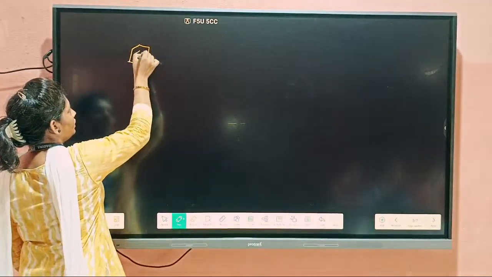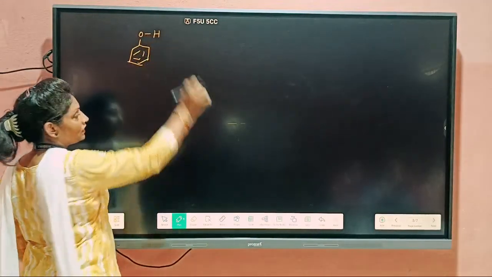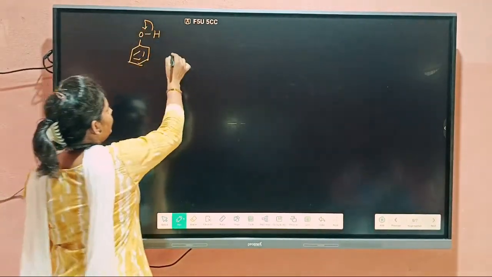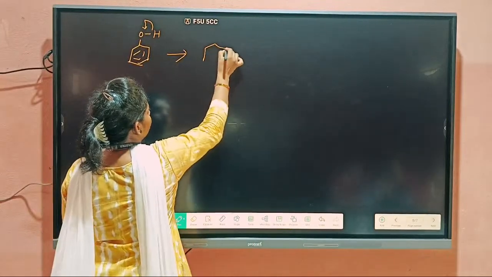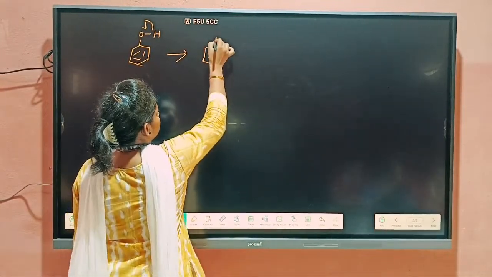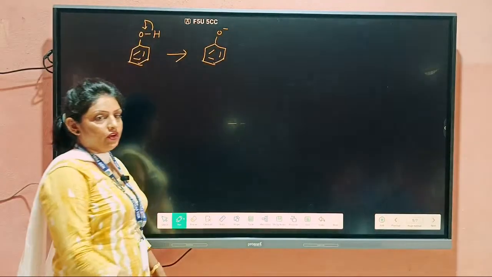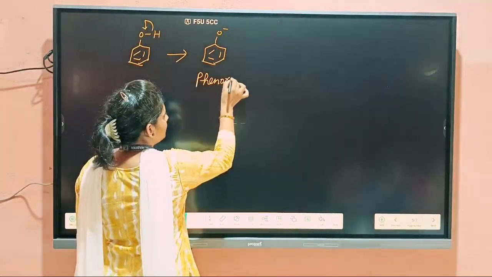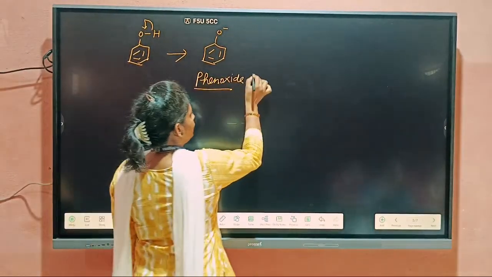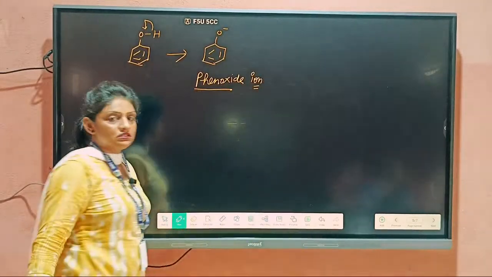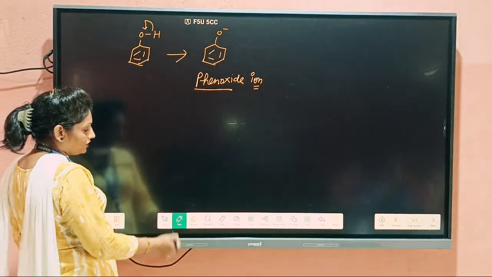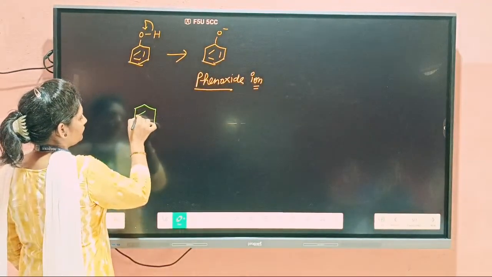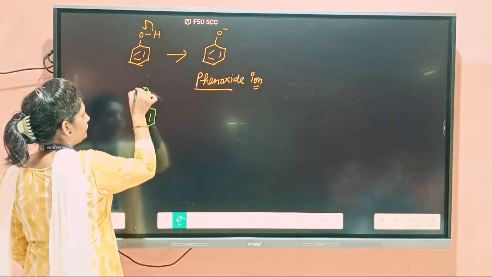This is phenol. After losing one proton, it will convert into the phenoxide ion. And students, you know very well, the phenoxide ion is resonance stabilized. We can form resonating structures for this one. Here, this is the phenoxide ion.